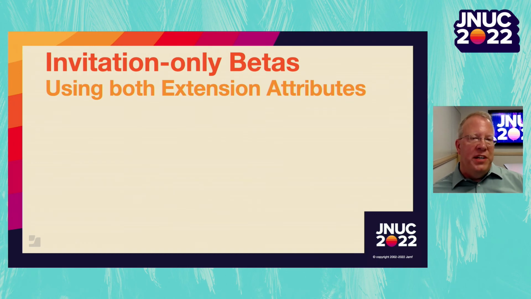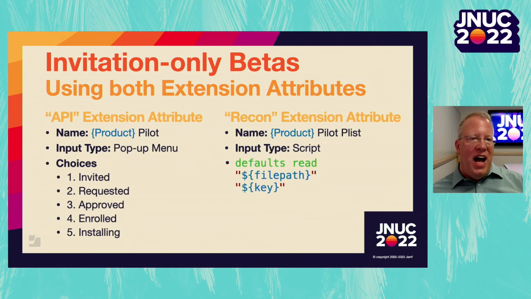Before we move on from extension attributes, allow me to make a case for using both the so-called API extension attribute and the so-called Recon extension attribute. As a reminder, here's a description of both. Even if you're not going to leverage the Jamf Pro API client side to modify what I'm calling the API extension attribute, the pop-up menu EA on the left, you'll still want this extension attribute so you can quickly categorize computer records in Jamf Pro, or use the MUT to upload a CSV of every serial number you want to invite.